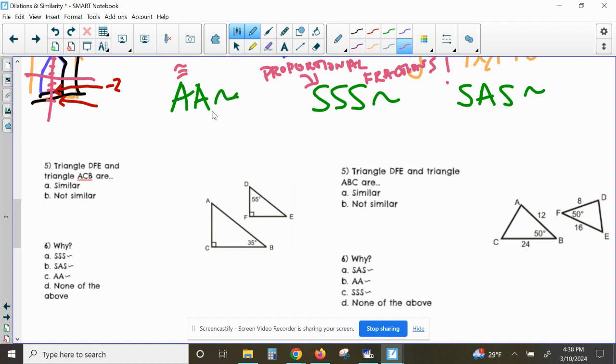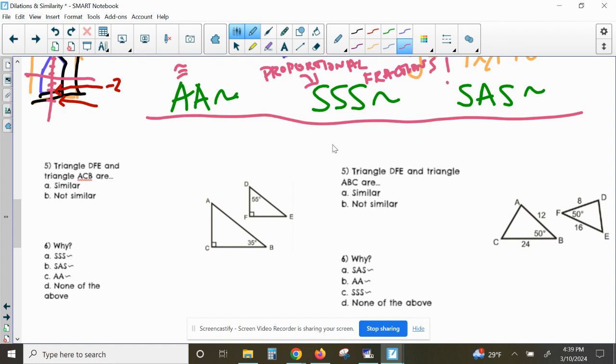If I have 2 congruent angles, then they're similar. If I have 3 sides where I can make 3 fractions that are all equivalent, they're similar. Or if I have side, angle, side, the sides have to be touching the angle just like with congruence. So you have a congruent angle, and on either side of it you have sides that you can make fractions out of. So that's your similarity foldable in your notebook of the 3 different ways.